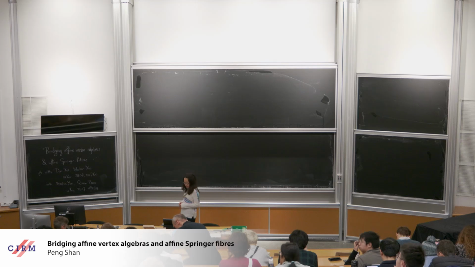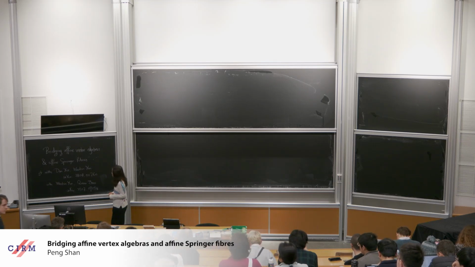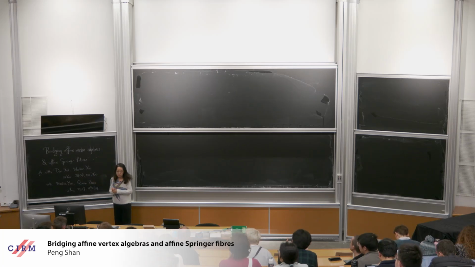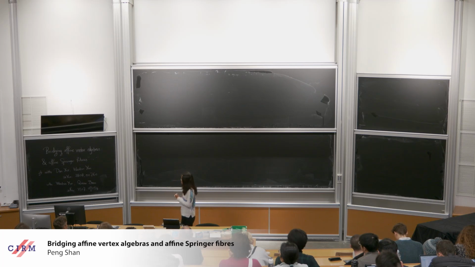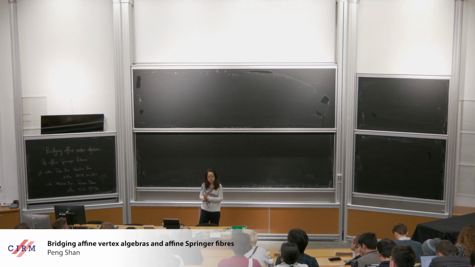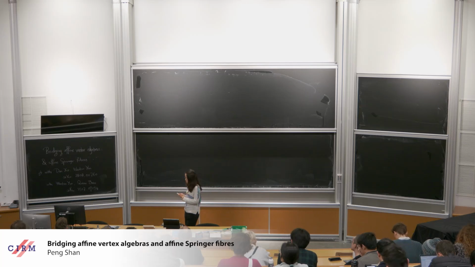What I'm going to talk about today is joint work. It is based on two joint works, one with Dan Xie and Wenbin Yan, and another with Wenbin Yan and Qixian Zhao. What we are trying to do is propose some relationship between representations of affine vertex algebras and the geometry of affine Springer fibers.